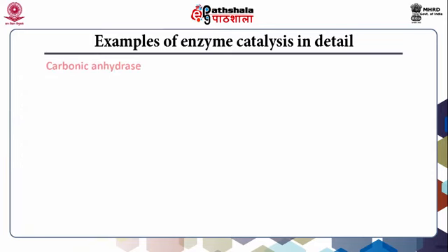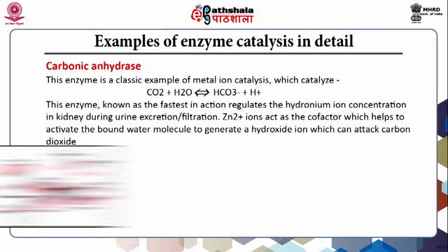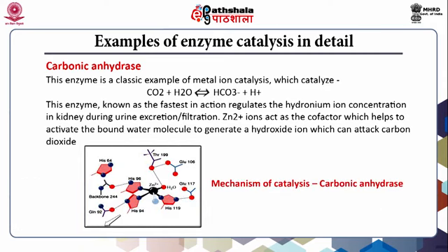Another enzyme is carbonic anhydrase. This enzyme is a classic example of metal ion catalysis, which catalyzes the reaction of carbon dioxide with water to give bicarbonate and a proton. This enzyme, known as the fastest in action, regulates the hydronium ion concentration in the kidney during urine excretion or filtration. Zinc ion acts as the cofactor which helps to activate the bound water molecule to generate a hydroxide ion which can attack carbon dioxide.